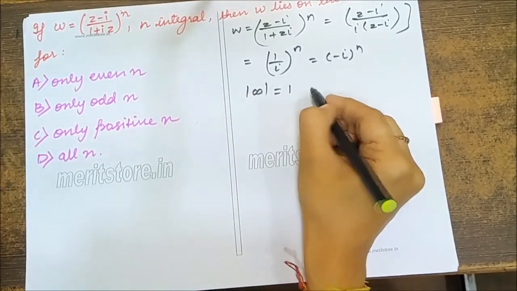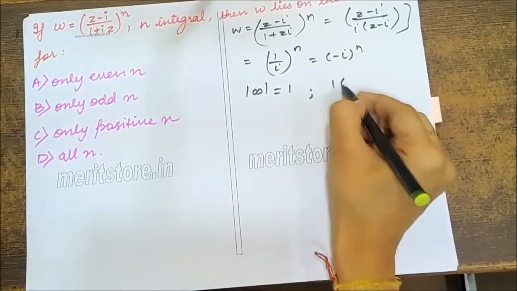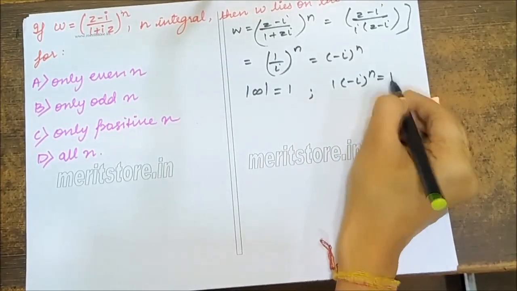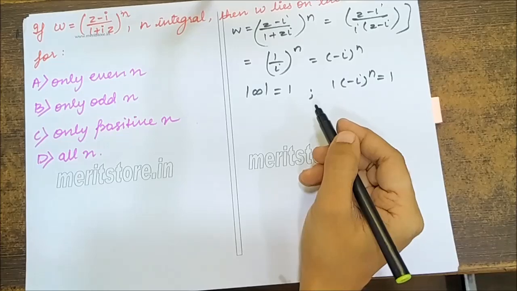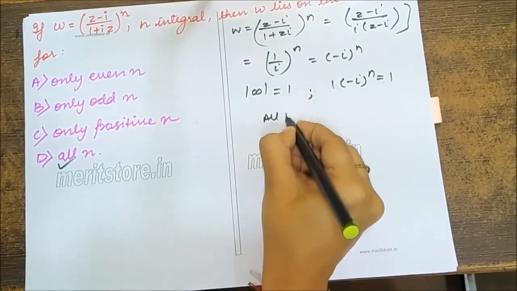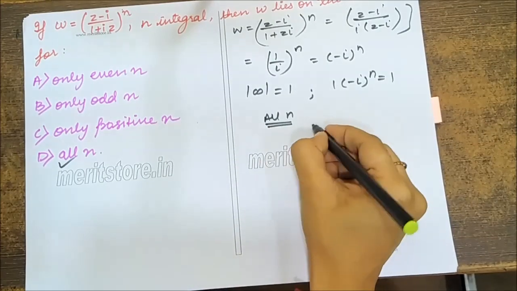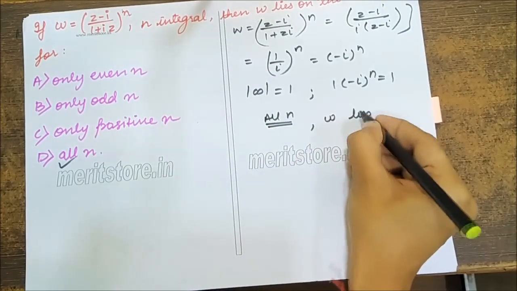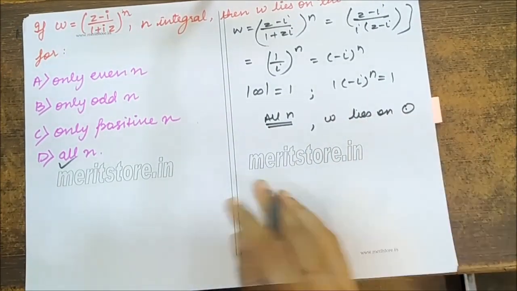So what you get is 1 into minus i raised to n is equal to 1. So your answer for this is all n, because w lies on the circle.